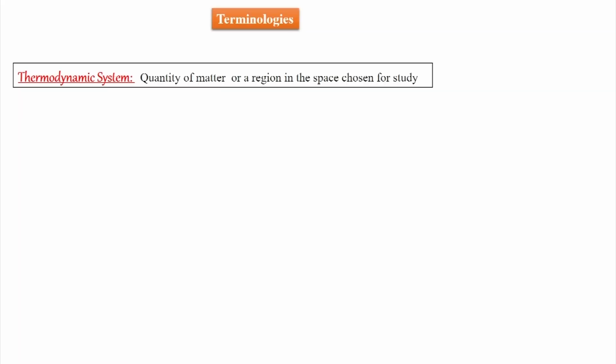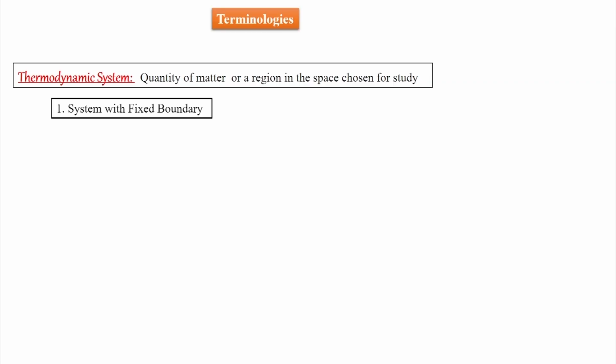First, we have to define what we mean by thermodynamic system. A thermodynamic system is defined as a quantity of matter or a region in space chosen for the study. So, we are interested in a specific region, or a specific amount of mass, which we are going to study. That mass or that region is called the thermodynamic system.